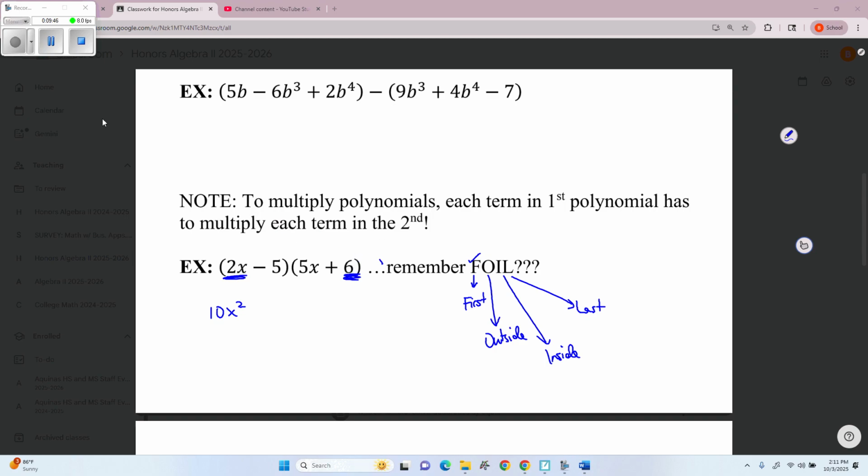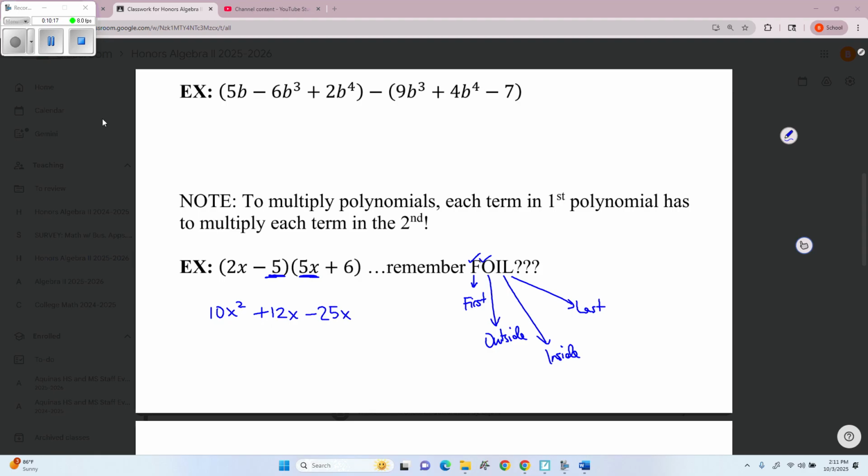So 2x times 6 is a plus 12x. Check off the O. Next, we're going to look at doing the inside terms. So that's the innermost terms. So again, thinking about what we're really achieving with FOIL. Now we're taking the second term of this binomial, of this first one, and distributing it through to this last parenthesis set here. So taking the innermost terms here, a negative 5 times a 5x is a negative 25x.